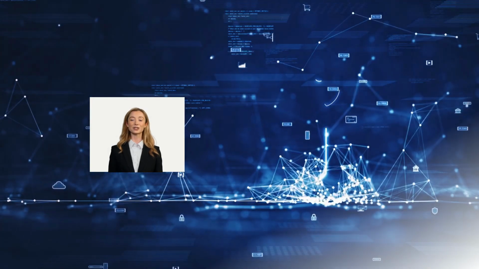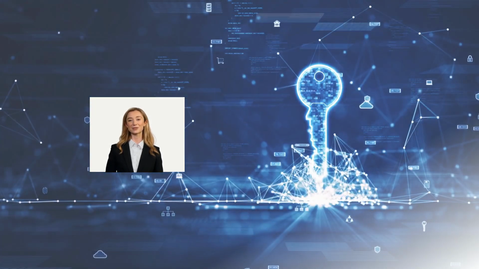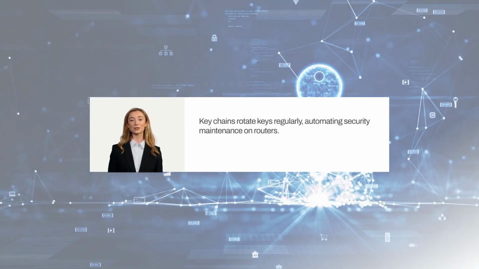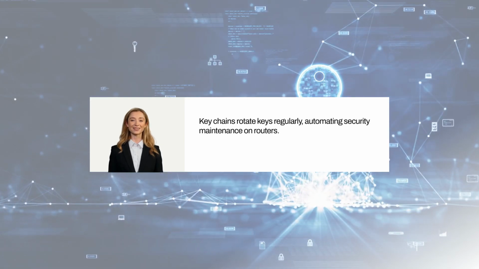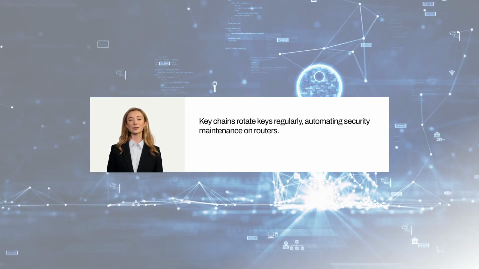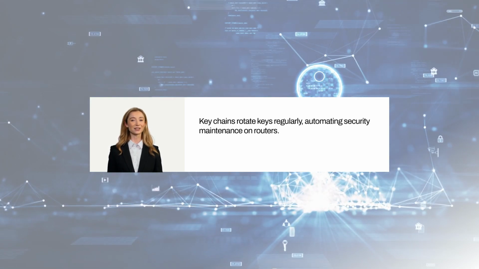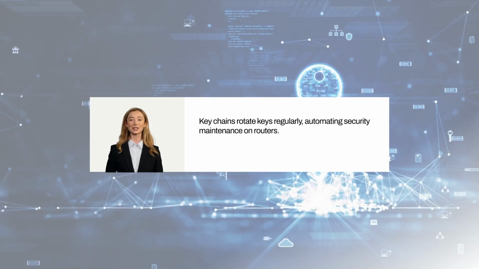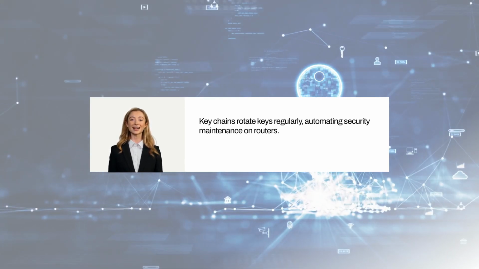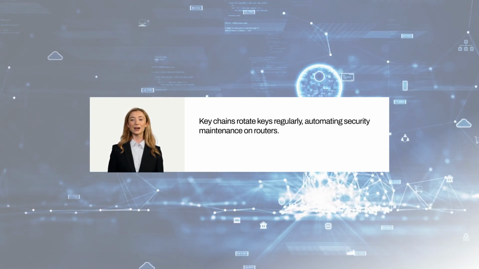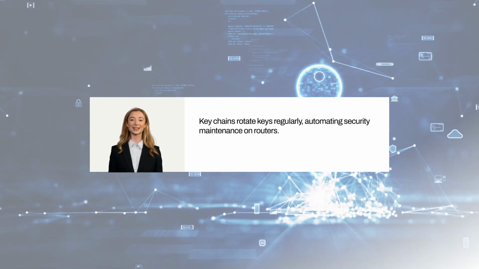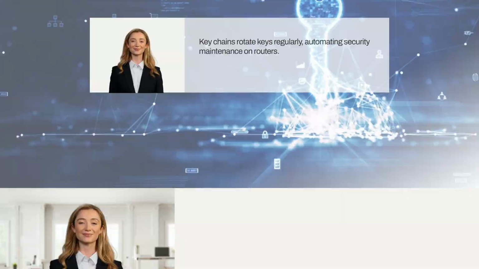Keychains are an evolution in security where keys are rotated regularly, much like changing the locks on your doors every few months to ensure no one has a permanent key. This rotation is automated on routers, making security maintenance proactive rather than reactive. By changing keys, you're essentially resetting the security handshake, ensuring that even if one key is compromised, the window for misuse is severely limited, keeping your network's security dynamic and robust.